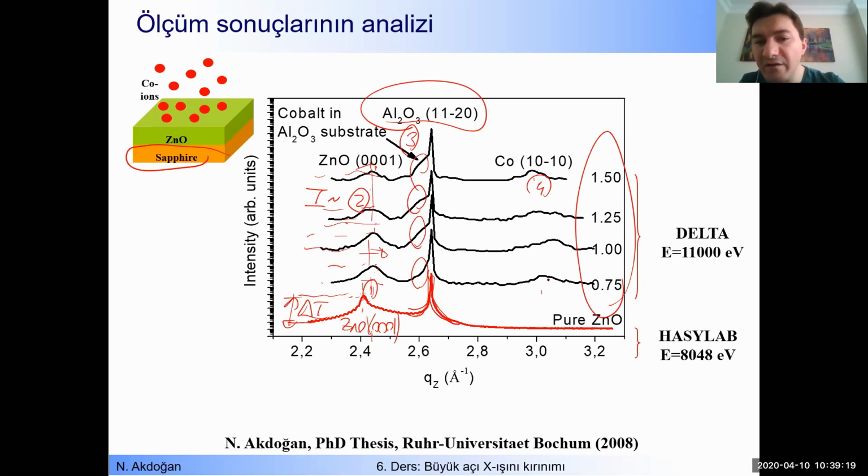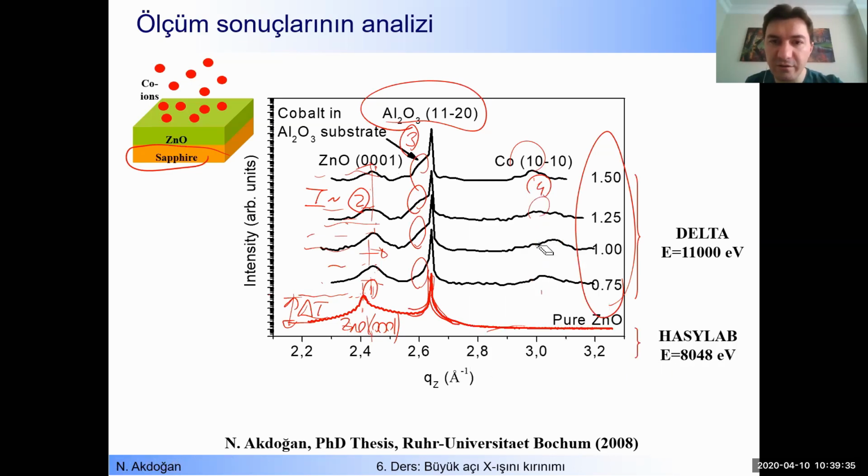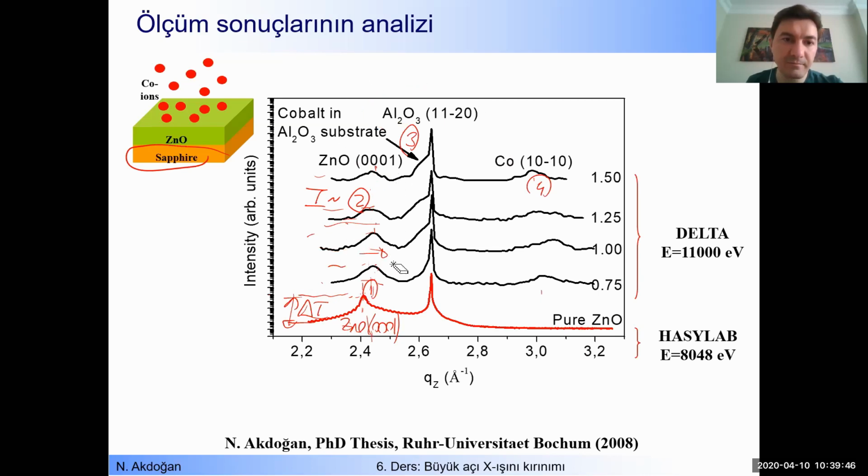The first one is we have nothing here in pure zinc oxide, but after ion implantation, I have an additional peak here. What is the reason for that? Okay, these are the questions which we have to answer. So now let's come to the second one. We have already solved the first one.